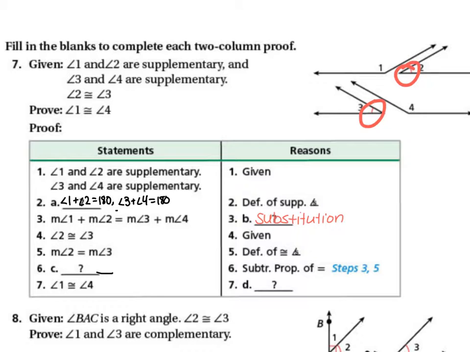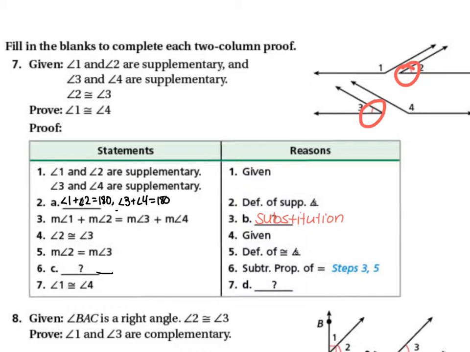And then 6 is the subtraction property, and it even hints to steps 3 and 5. So what happens if I combine step 3 and step 5? And you subtracted something. I'm sorry, I don't know your name, so go ahead. Angle 1 and angle 4.